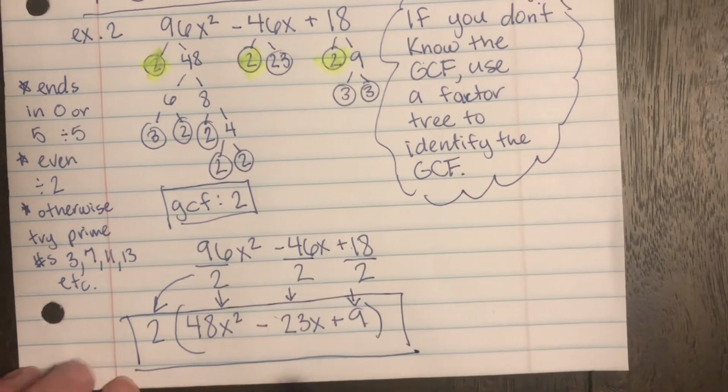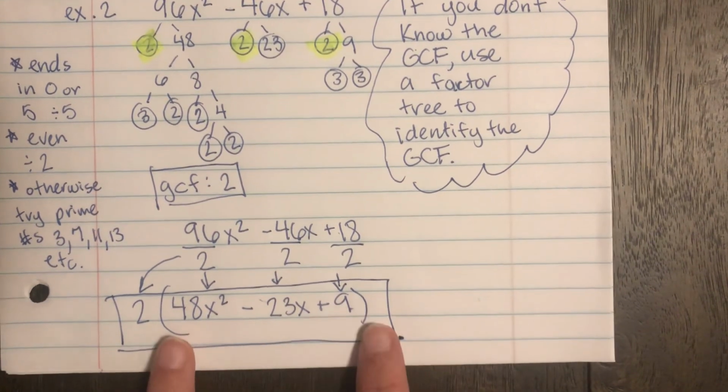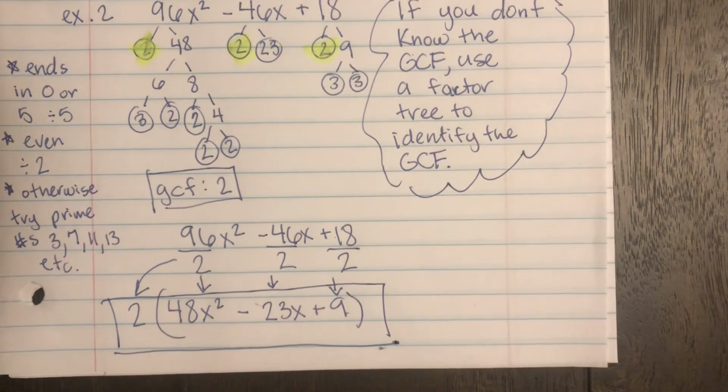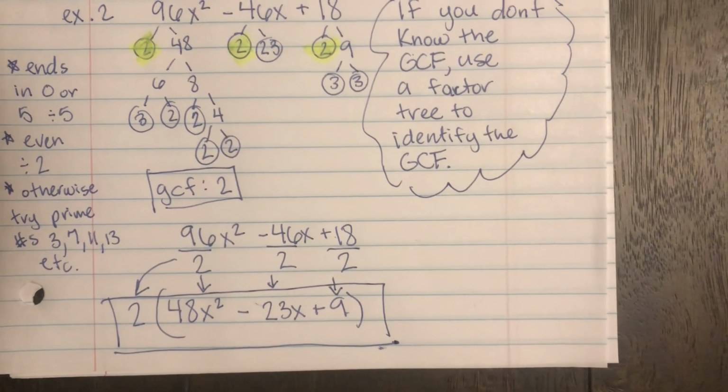So I hope this helps. From here, we would go ahead and factor the rest of this. I'm not going to because this problem was not made with the idea of factoring it the rest of the way. I'd probably end up having to use the quadratic formula for it. But that is as far as you need to go for the GCF.